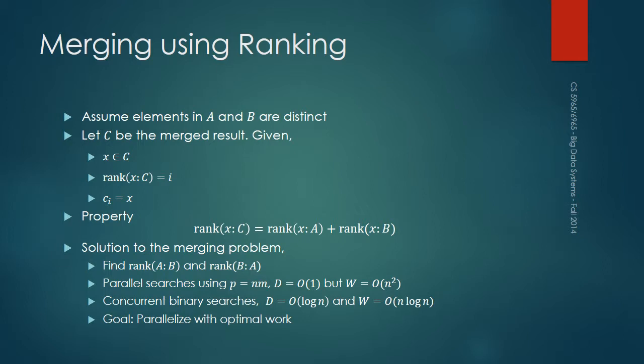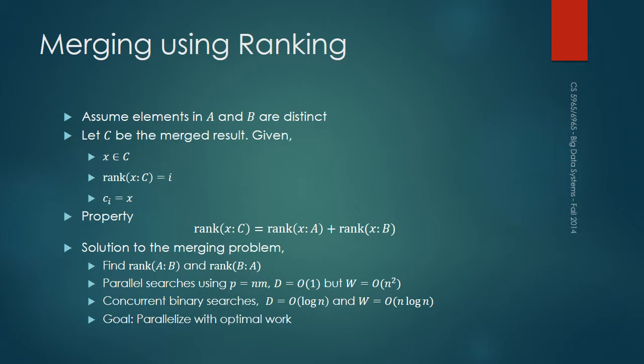Okay. So merging using ranking, right? This is fairly straightforward, the way we talked about. You're basically going to rank A in B and rank B in A. You can do this in an embarrassingly parallel fashion. Now, if you search using P equal to NM, which is the extreme case of one thread per data element in A as well as in B, the depth is order 1, but the amount of work you do is order n squared. So it's perfect from a depth perspective, but the work is order n squared. That's not ideal, and anyway, you're not going to have n squared processors for a given amount of data.